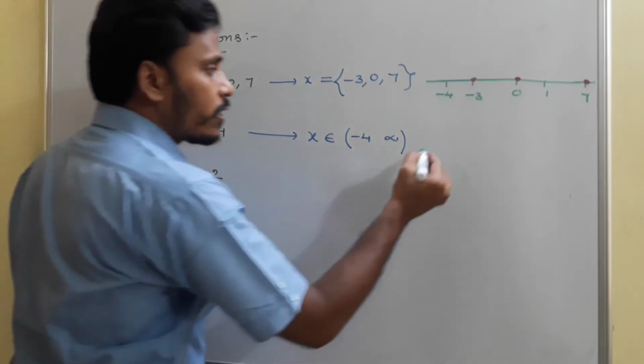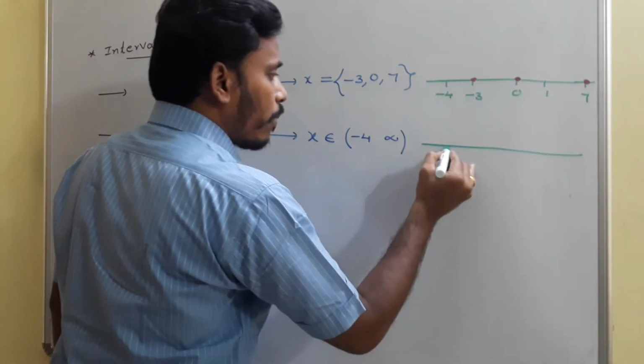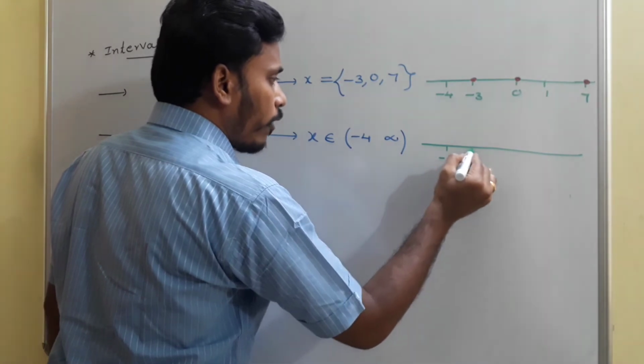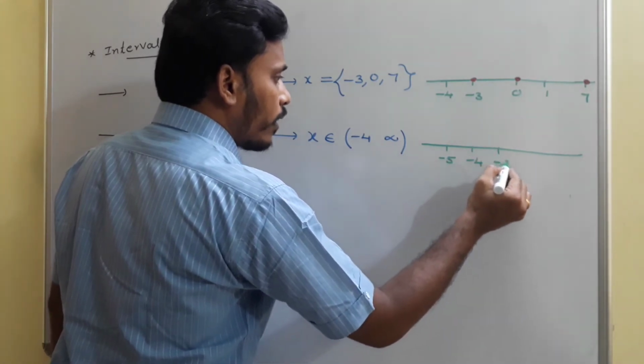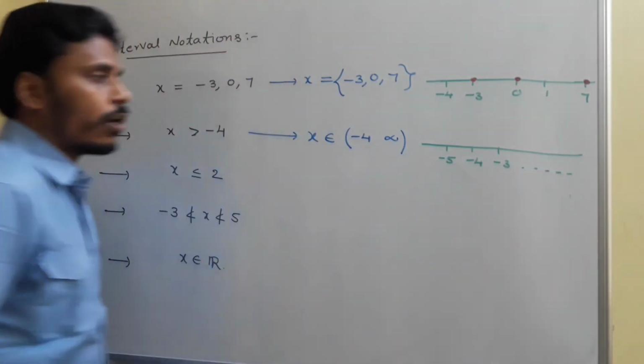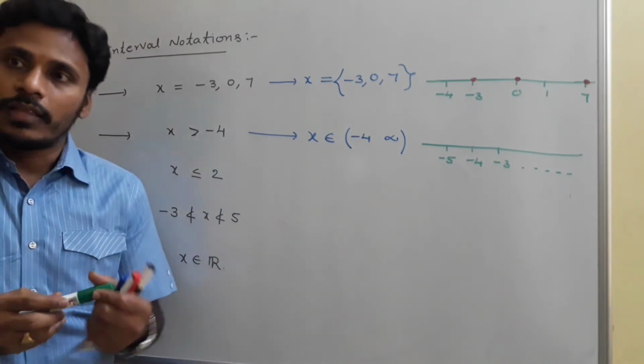If you wish to represent it on the number line, then on the number line somewhere you will have minus 5, and this is minus 4, and this is minus 3, and if you go on like that, you will get different numbers on the number line.